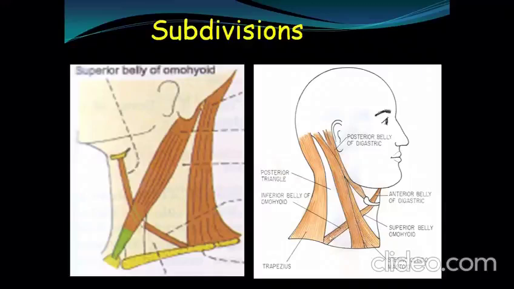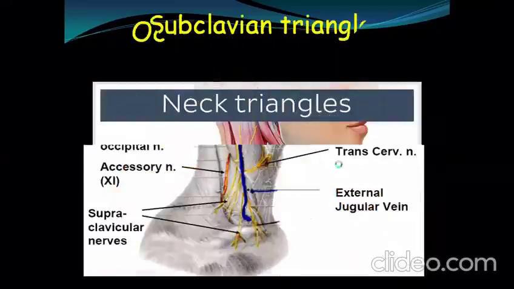So this inferior belly of omohyoid divides the posterior triangle into an upper large occipital triangle and a small supraclavicular triangle. So that's all about the subdivisions of the triangle. Next we can move on to the contents of the posterior triangle.